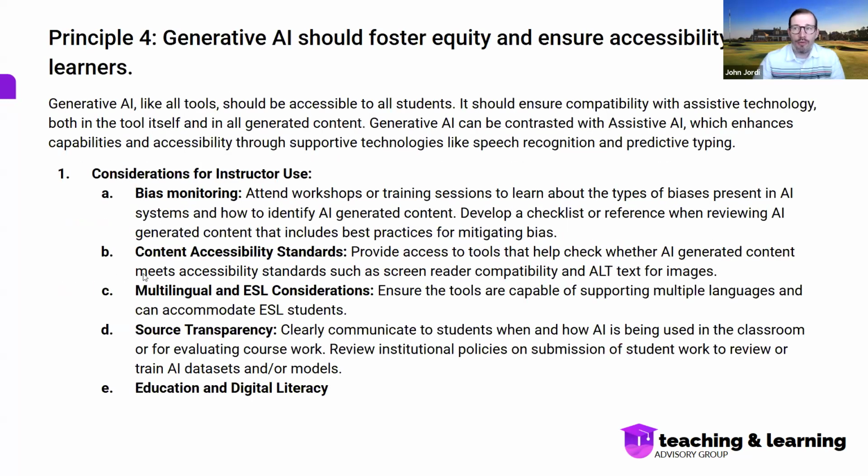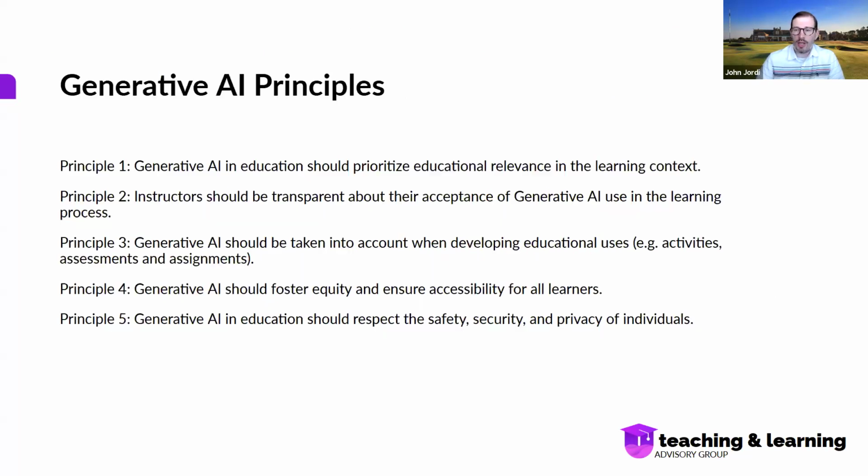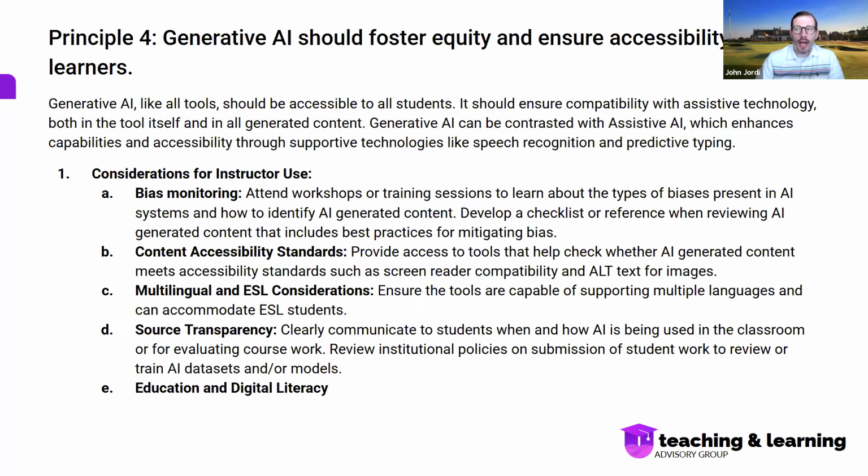we're going to look at Principle 4 today, which is generative AI should foster equity and ensure accessibility for all learners. So this is really, really important. And one of the things that we hear a lot more about than a lot of the principles that we even looked at here is educational relevance. Instructors need to be transparent, but fostering equity and accessibility is really, really important.